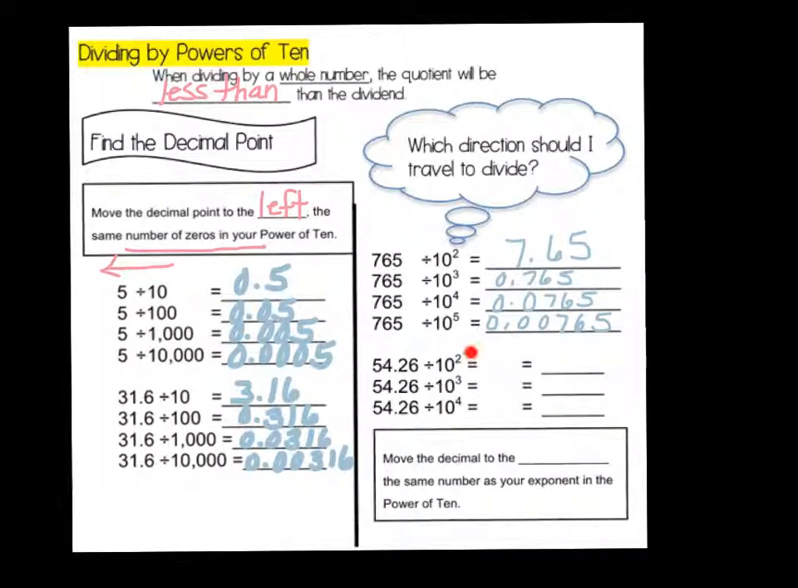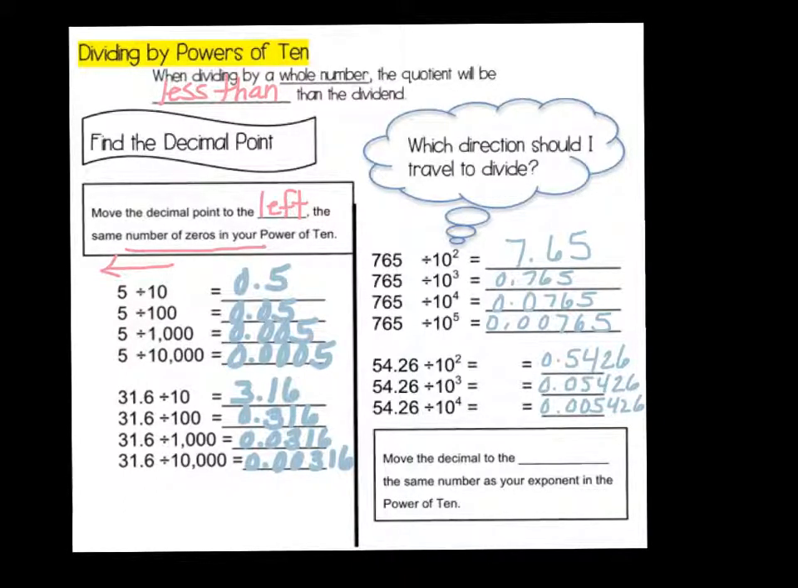Now let's look at the bottom. Again, we're going to do the same thing, but the decimal point is already in the number, and we're looking to the exponents to see how many places to move it. Pause the video and see how you do on these last 3 problems. Did you get it correct?